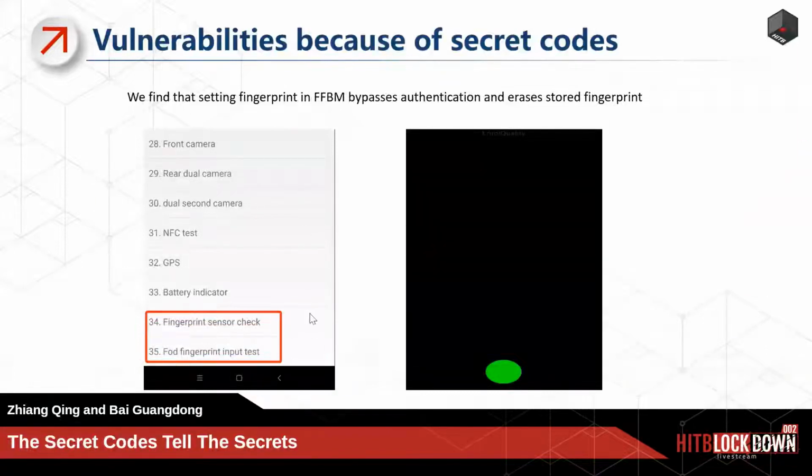Here is how this will happen. Once you enter the engineering mode and choose the fingerprint test, this is a screen where you can record your new fingerprint, but whatever you do here, it is going to erase the stored fingerprints. So basically, this is an authentication bypass attack, right? That is all about the 5 categories of vulnerabilities we identified in this work.